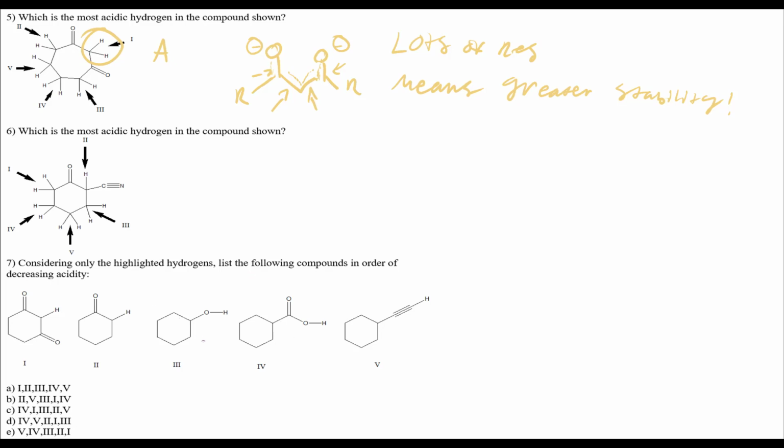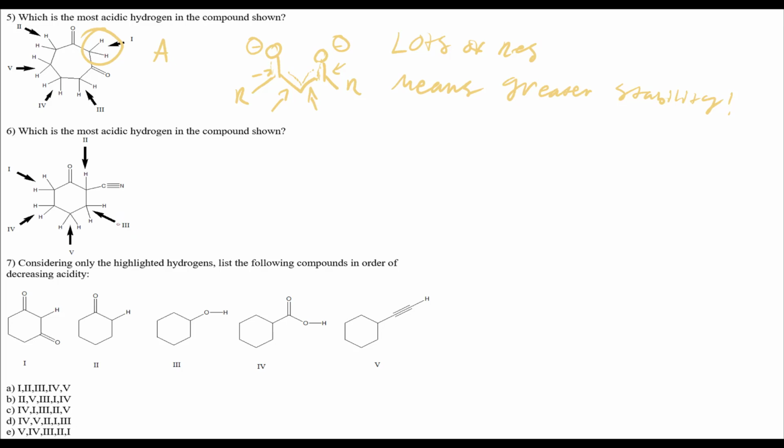Okay, now, what about number 6? Well, it's the same logic. So it's going to be number 2. Why is that? Well, it's between two withdrawing groups. Now you're saying, Brian, I don't understand. How can you tell if it's a withdrawing group? Well, the simplest way that I know how is, can we form a positive carbocation?